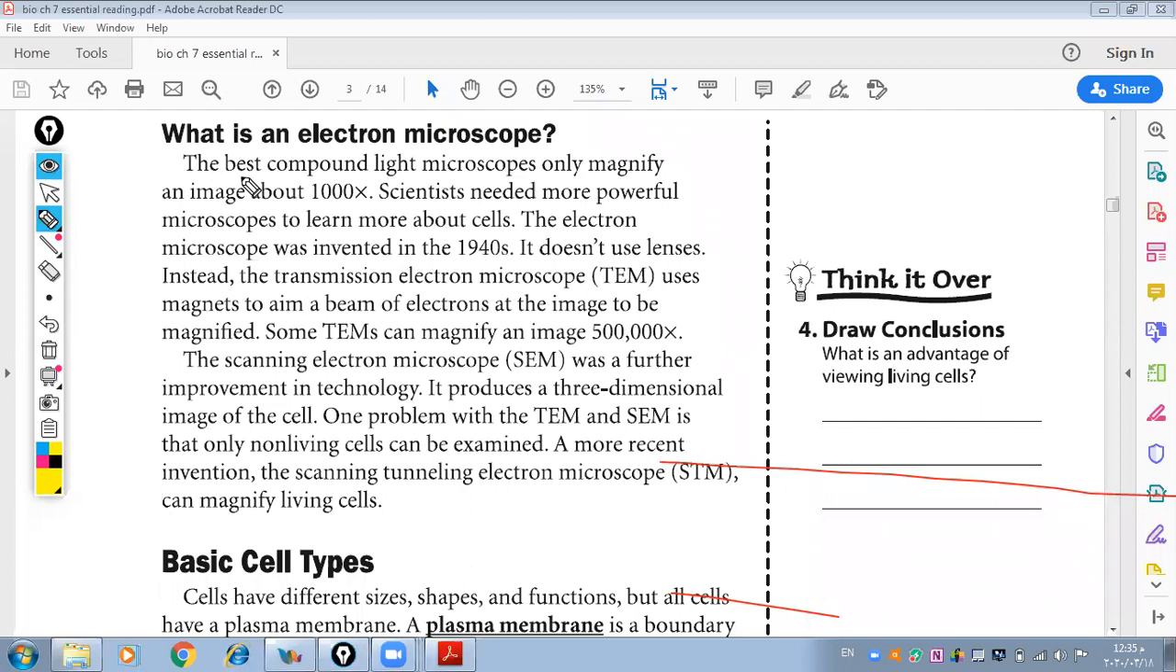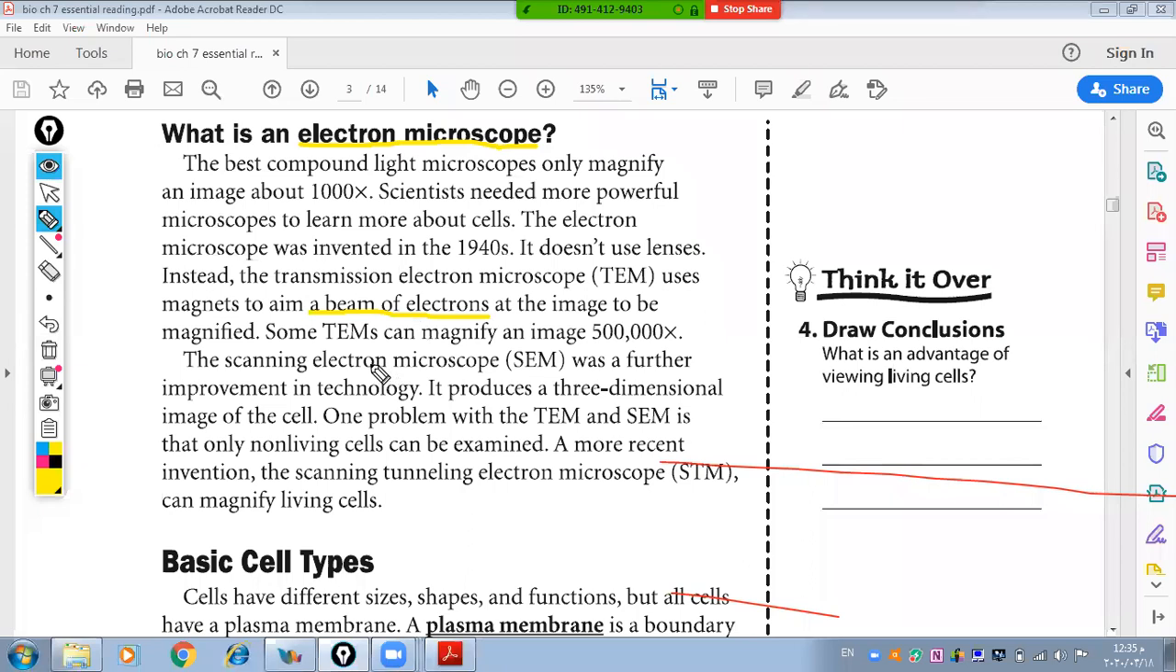The best compound light microscopes only magnify an image about 1000 times. Scientists needed more powerful microscopes to learn about cells. The electron microscope was invented in the 1940s. It doesn't use lenses. Instead, the transmission electron microscope uses magnets to aim a beam of electrons. So it uses a beam of electrons. Sometimes it can magnify an image 500,000 times.